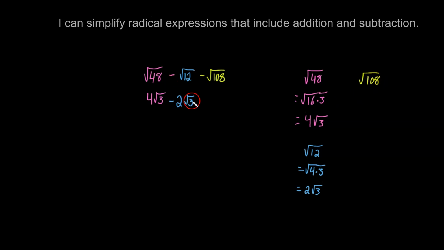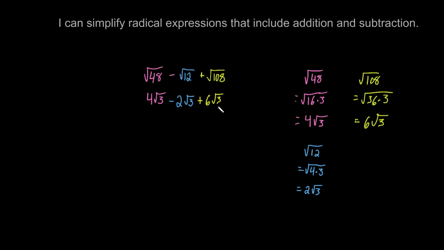Being that these are both square roots of 3, we're going to want this to be divisible by 3. And well, we see that if we take 108 and divide it by 3, we get 36. So we know the square root of 108 is equal to the square root of 36 times 3. And the square root of 36, well, that's just 6. So we get 6 square roots of 3. So over here, we're going to write plus 6 square roots of 3.